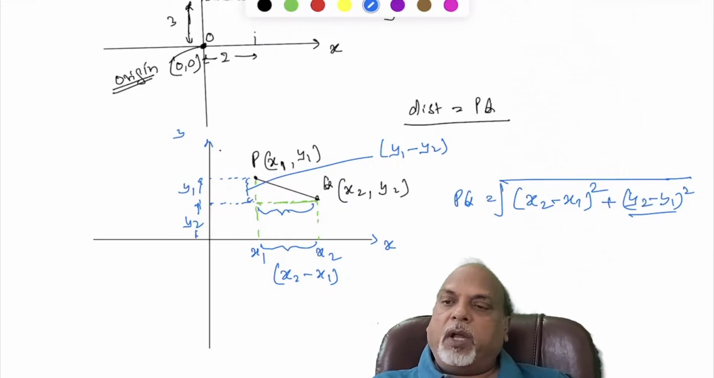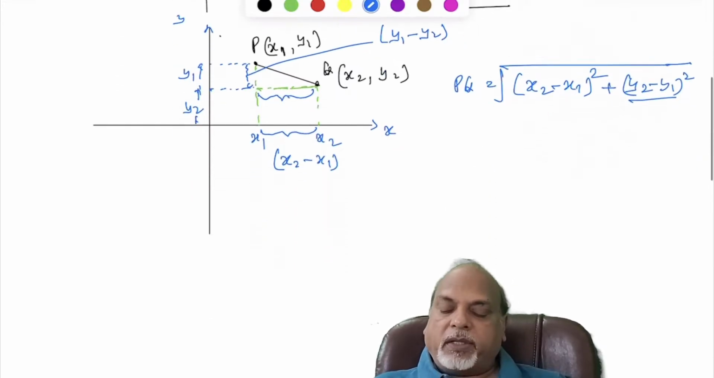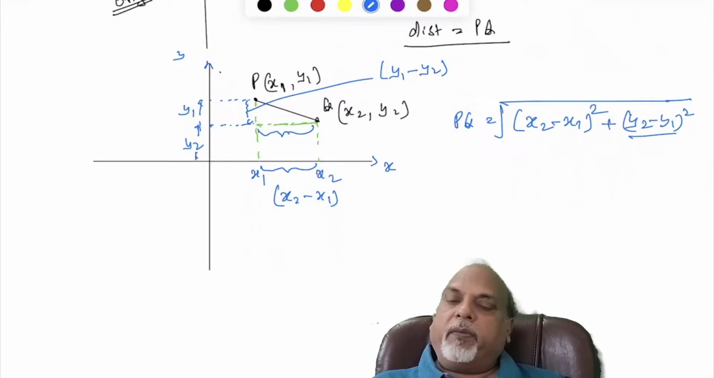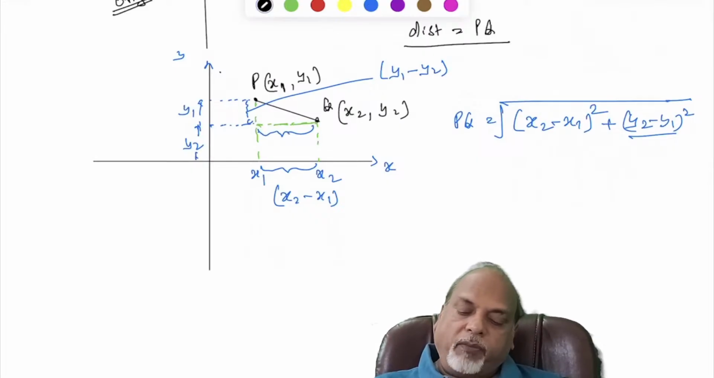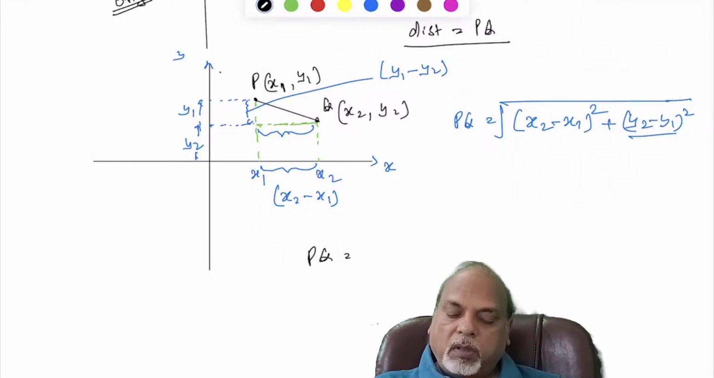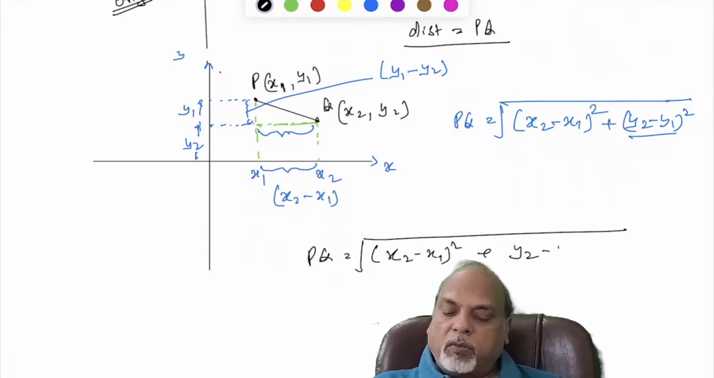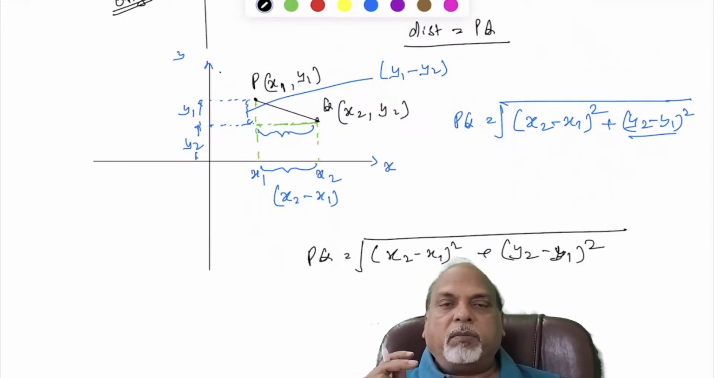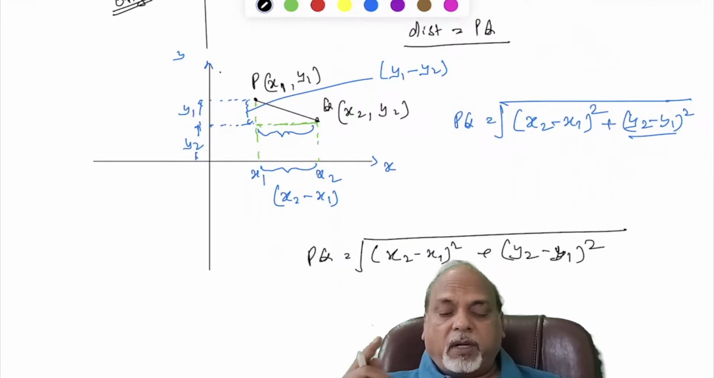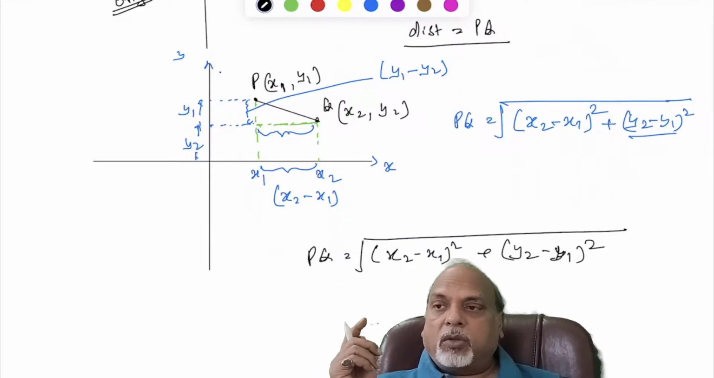So a general formula for the distance between 2 points: if you have 2 points, one is (x1, y1) and another point is (x2, y2), then PQ is the square root of (x2 minus x1) square plus (y2 minus y1) square. This is the general formula for finding out the distance between 2 points.